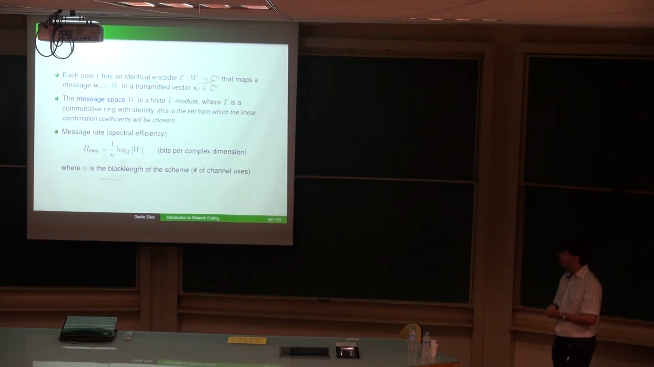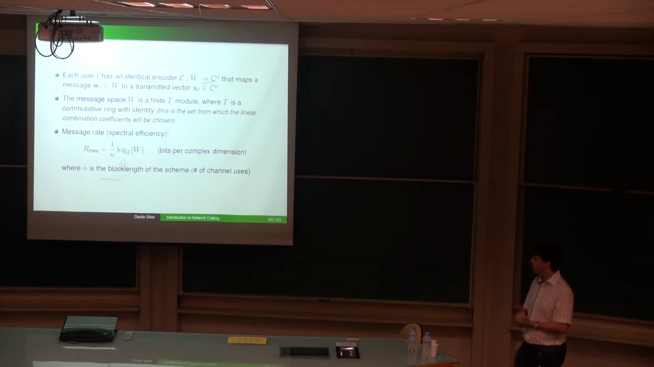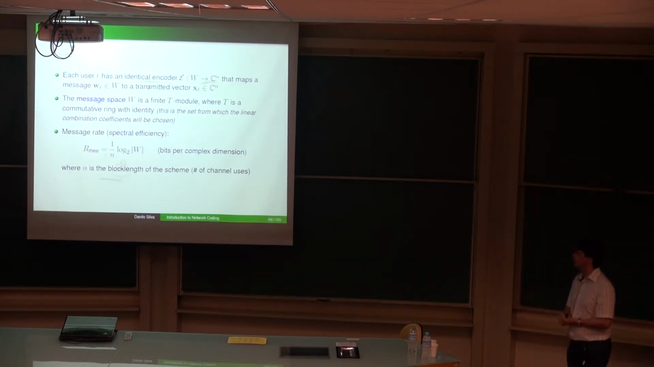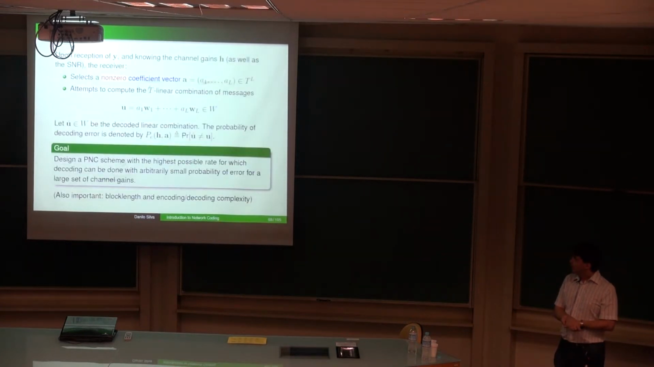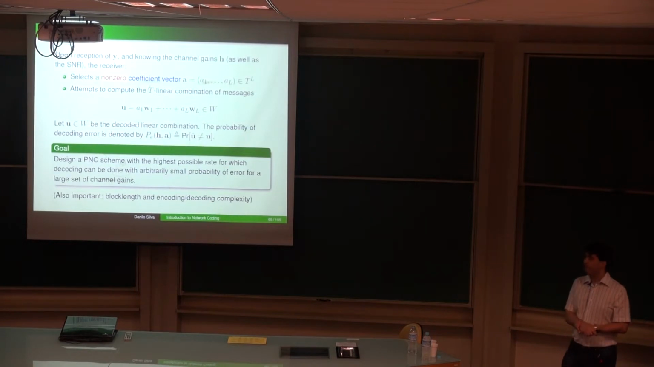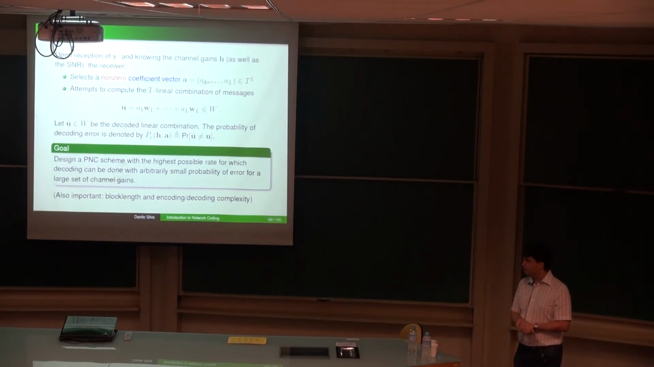We can define the message rate as just the spectral efficiency, right? The log of the cardinality of this message space divided by the number of channel uses. For decoding, what does the receiver have to do?